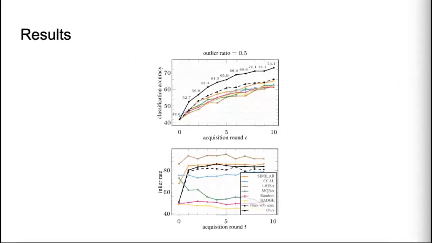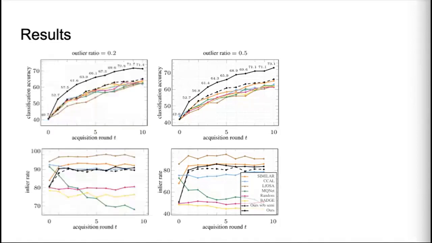We now present a comparison of our method with state-of-the-art methods for active learning. We see that on a 50% outlier ratio, our method significantly outperforms all competitors, and even a version of our method that doesn't use semi-supervision is better than the others. It is worth noting that SIMILAR, CCAL, LFOSA, and MQNet are active learning methods developed for active learning in the presence of outliers, while random and BADGE were proposed for outlier-free active learning.